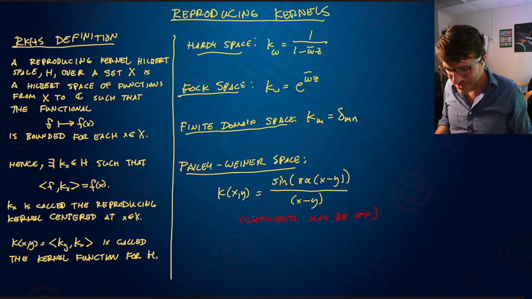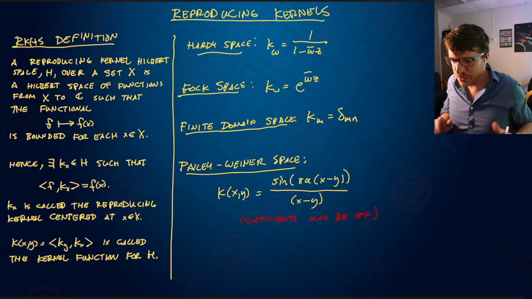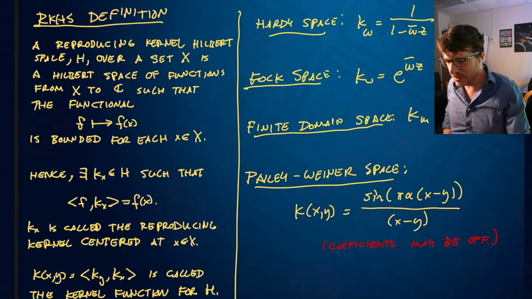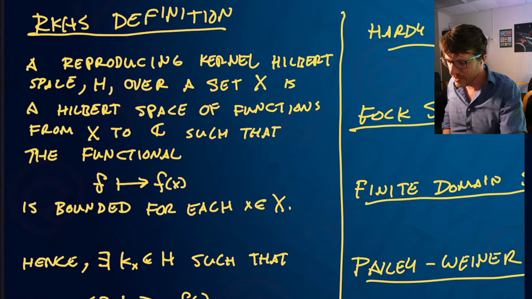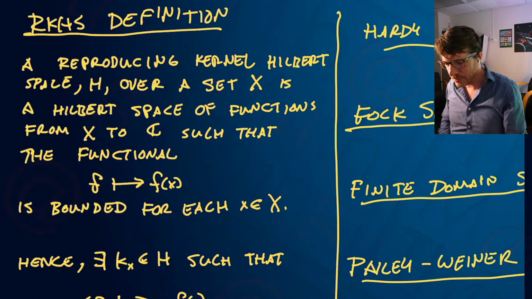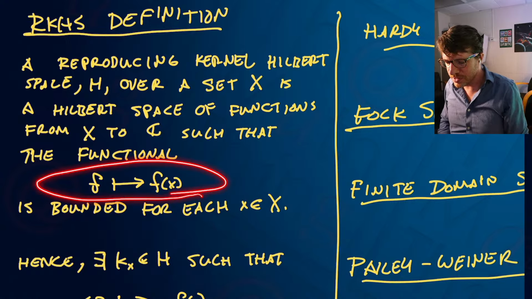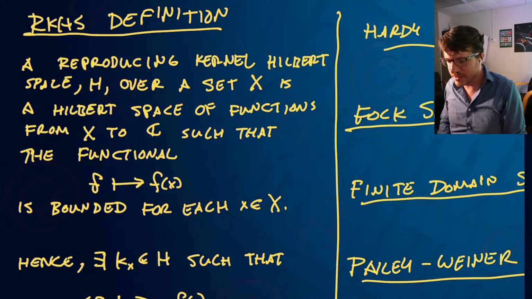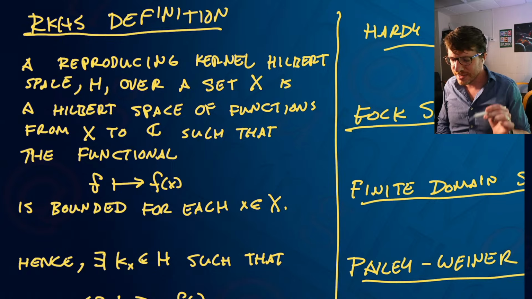But okay, so reproducing kernel Hilbert spaces. These are my bread and butter, like I said. A reproducing kernel Hilbert space, this H over a set X, is a Hilbert space of functions from X to C. But it's more than just a Hilbert space. You also have this functional called the evaluation functional, f mapping to f of x, and we declare that this linear functional is bounded.